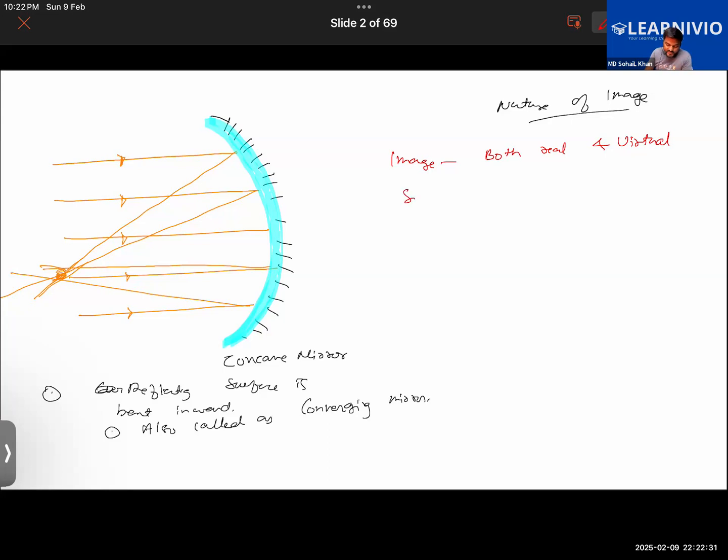Next, talking about the size of image. The size of image can be smaller, same, or bigger in size. Next, whether the image is going to be inverted or erect, talking about the image orientation. In there also, we see that it can be inverted or real. Is that much clear?